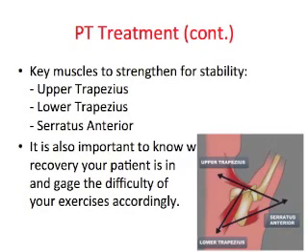The upper trapezius, lower trapezius, and serratus anterior all work to upwardly rotate the scapula. The serratus anterior is the primary muscle for scapular stabilization, keeping the scapula tight to the thoracic cage. It is also important to know what stage of recovery your patient is in and gauge the difficulty of your exercises accordingly. Stages of recovery, as well as some common strengthening exercises for the scapular stabilizing musculature, can be found in the PT treatment section of the wiki page.